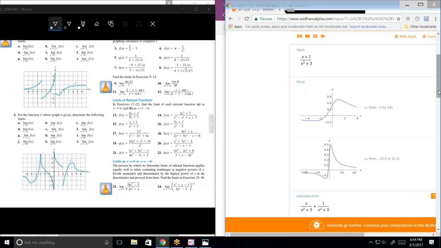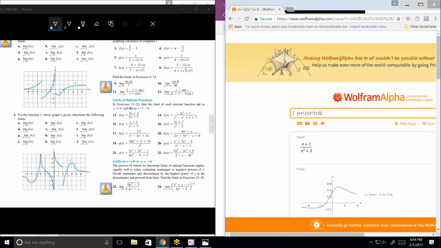17. What does that go to? 7. Okay. And negative infinity? Negative 7. No, I think still positive 7. Even though it's 3 to the third? Yeah, and I'll prove it to you by graphing it.